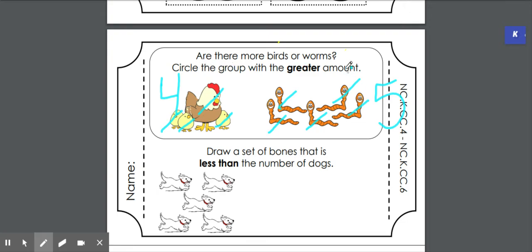So greater, I know, is going to be a larger group. Which is the greater number? 4 or 5? 5. Good job. So there are more worms than birds. So I'm going to circle my group of worms. Very nice. Now, let's take a look at these dogs down here.